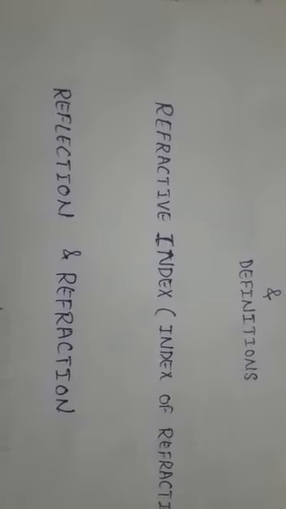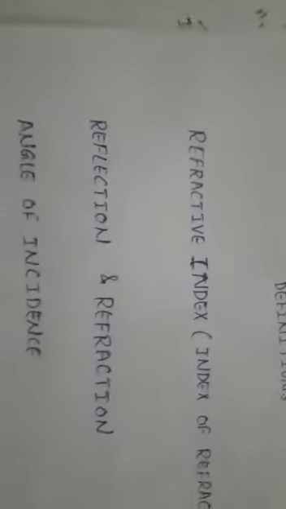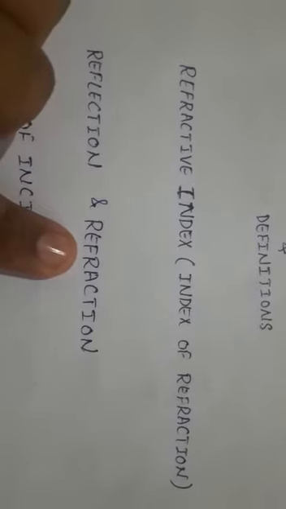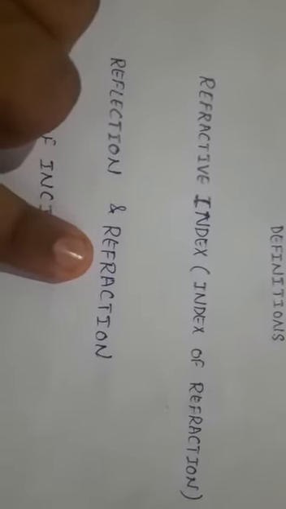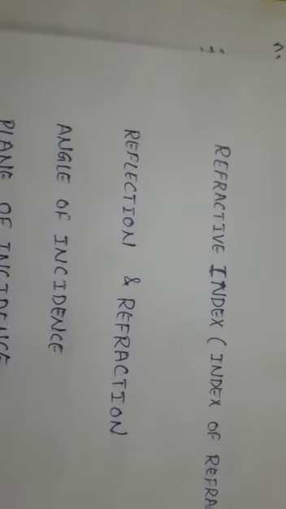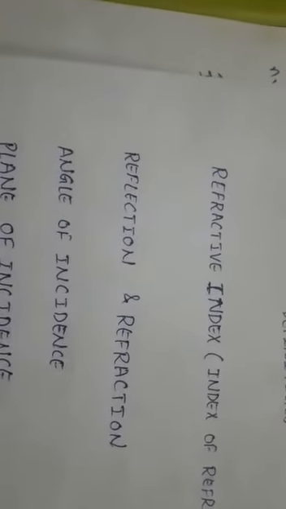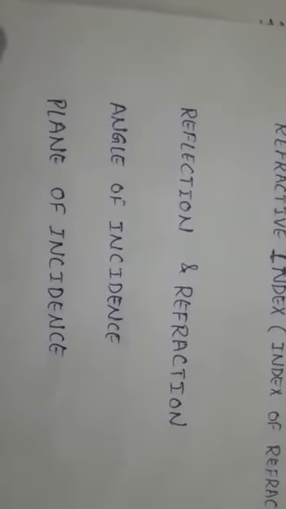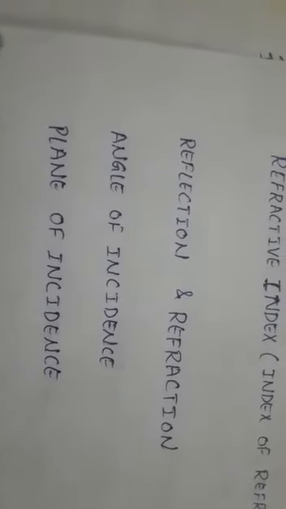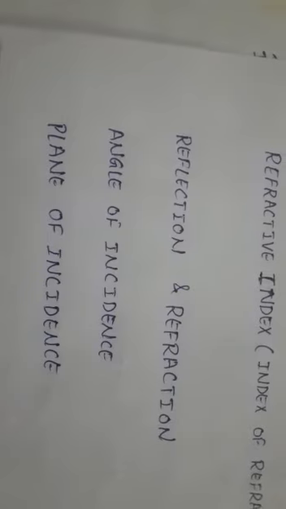Next, the second one is reflection and refraction. Just now we have seen in the figures, if the light comes back into the same material, that is called reflection. And if the light moves into another material, that is called refraction. It will be slightly bent. Next, angle of incidence means the angle between the incident ray and the normal line. Next, plane of incidence means the plane which has the incident ray, normal line, and reflected ray.